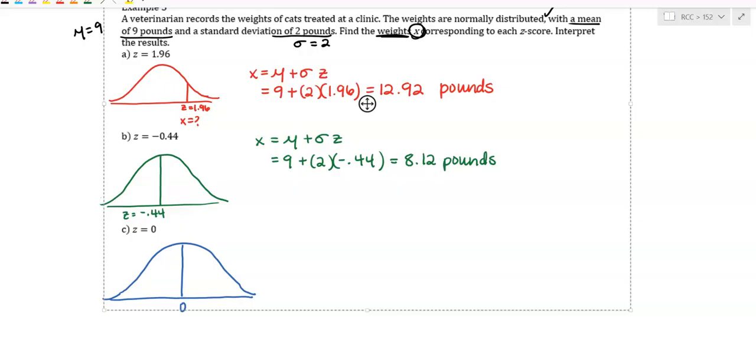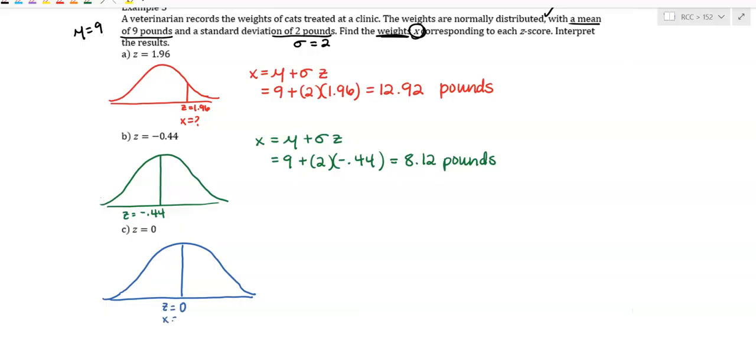Let's go calculate. So we have the z-score. We want to know what the x-score is. Let's go calculate that using the fact that x is equal to mu plus sigma z. We know mu is 9, we know sigma is 2, and 0 is our z-score here. And so we get that 9 pounds is the x value that corresponds to that.